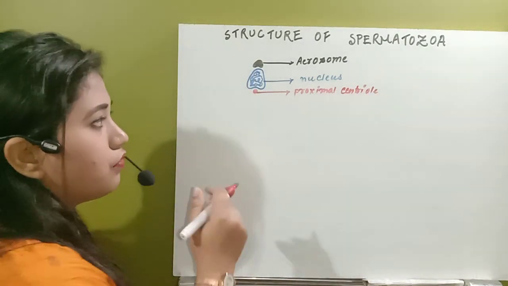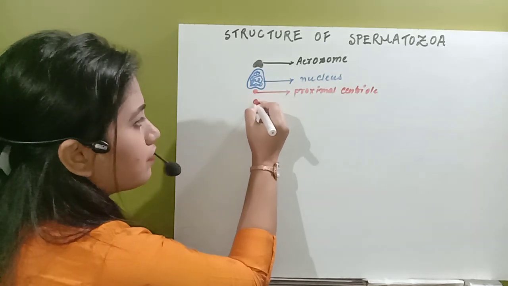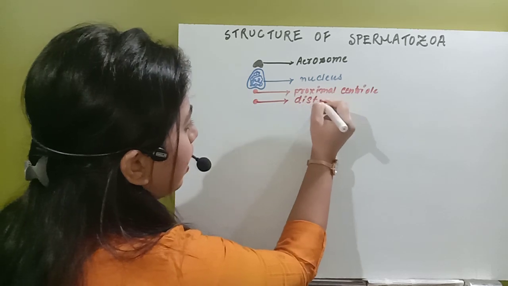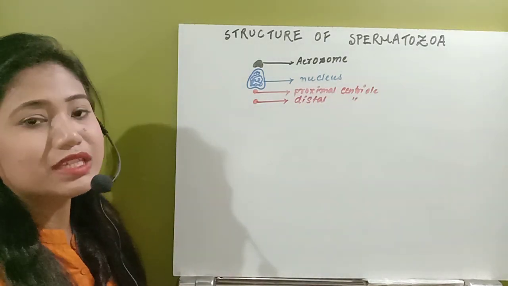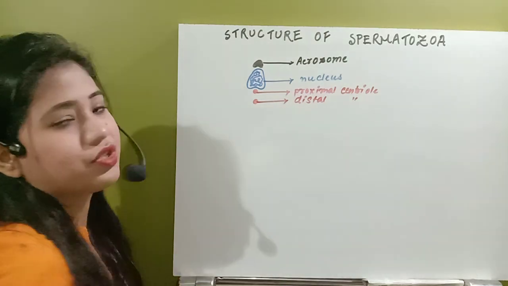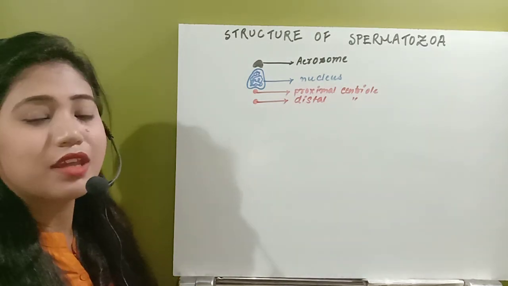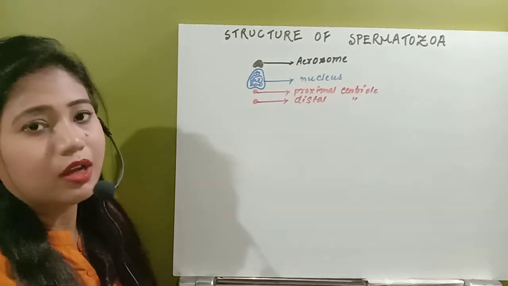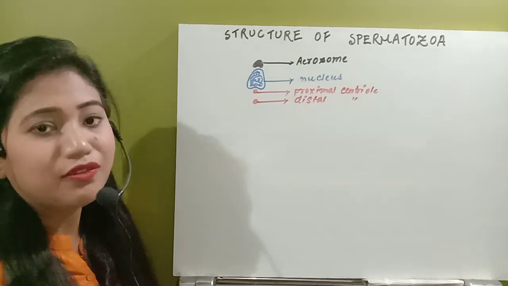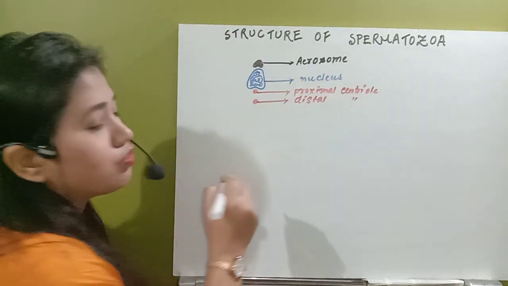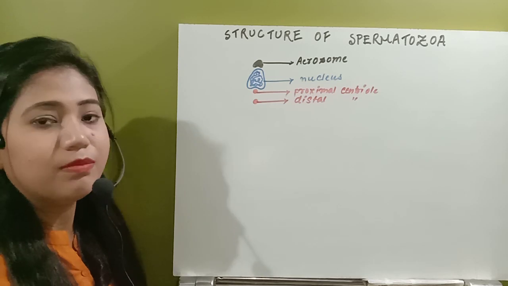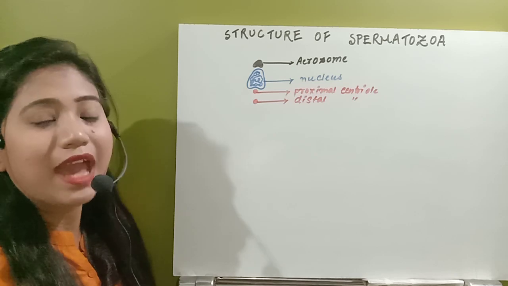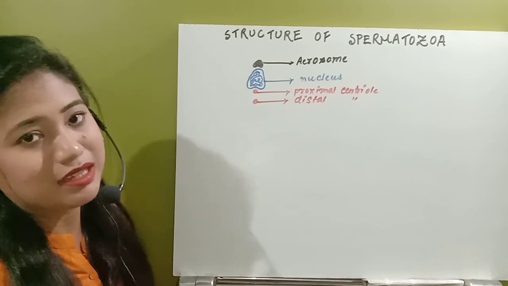Just behind that, we have another centriole, known as the distal centriole. Remember, this distal centriole is present at right angle to the proximal centriole. This distal centriole has a very important function: to form the microtubule or axial filament, which later gives the shape and motility, by the formation of the axoneme, or microtubule.